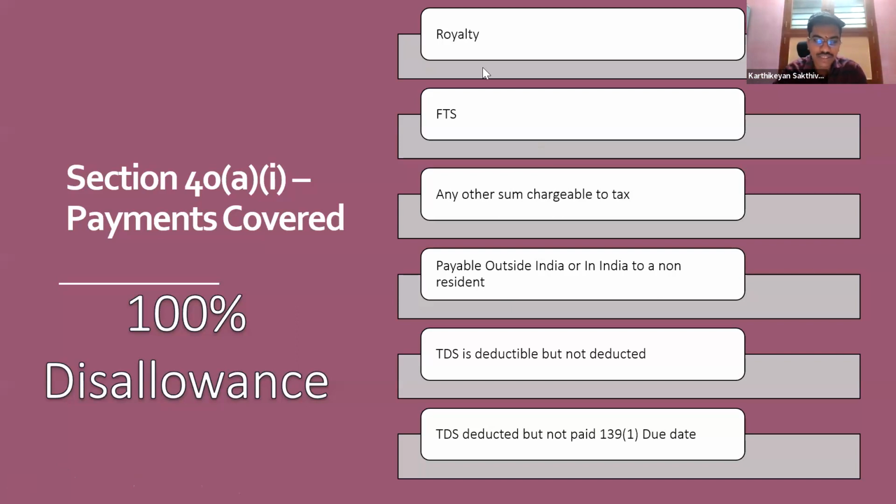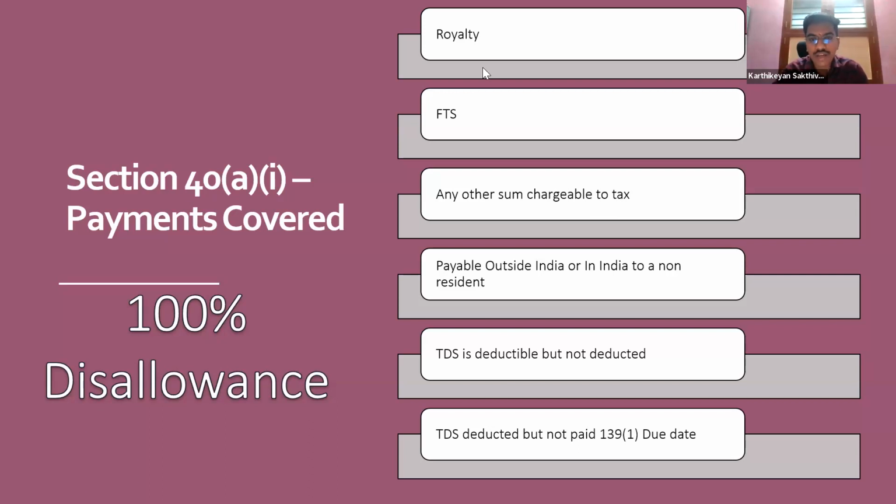Okay. So as far as section 40(i) is concerned, if any payment of royalty is being made to a non-resident, FTS means fees for technical services, or any other sum which is chargeable to tax, whether payable outside India or in India to a non-resident, in such case, that amount on which TDS is not deducted, the entire expenditure shall be disallowed.